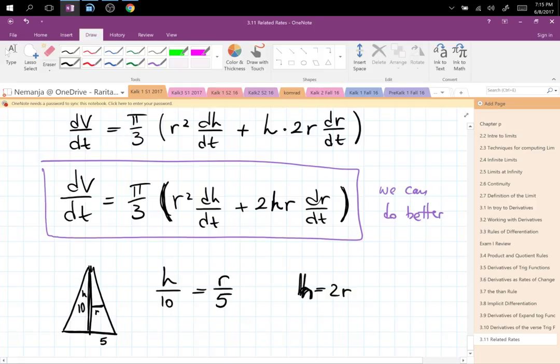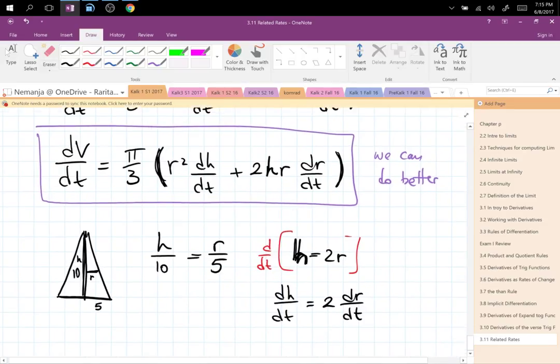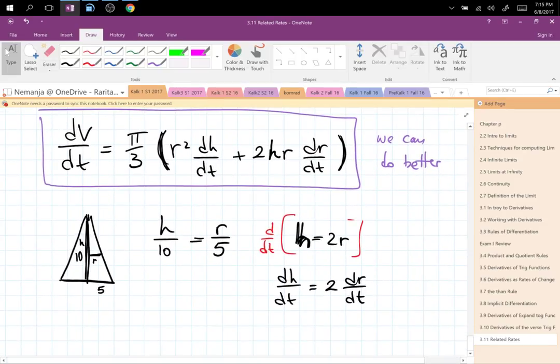All right, when you cross multiply, you get 5h equals 10r, and then you divide by 5 and you get h is 2r. So once you have this, h is 2r, you can differentiate that with respect to time and eliminate some of the calculations above. So as you can see, now we're getting dh dt is equal to 2 dr dt. So what is the dV dt now?